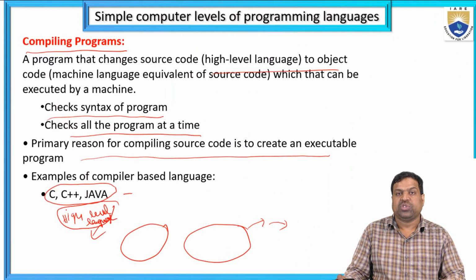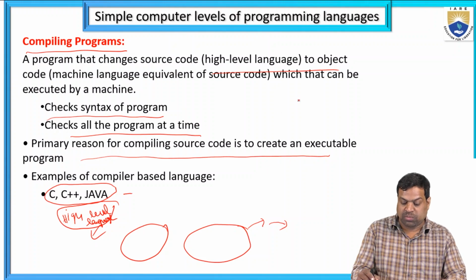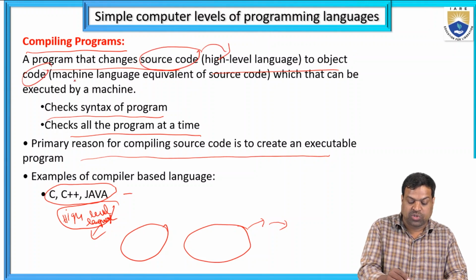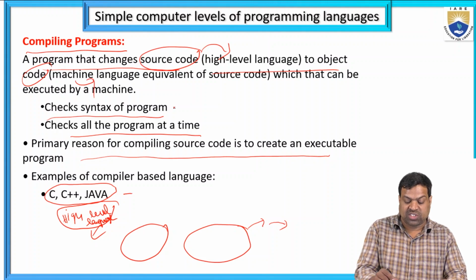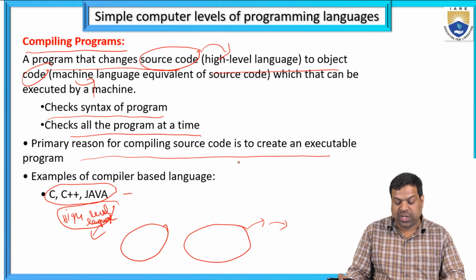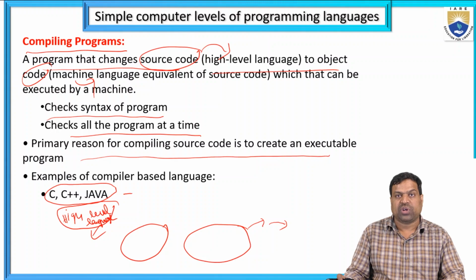Compiling the program means high level languages are converted to executable files, and the compiler checks the syntax of the program. A program that changes source code, meaning a high level program, into object code, meaning machine language, checks all the program at a time, and the primary reason for compiling source code is to create an executable program. What are examples of compiled or high level languages? C, C++, Java.